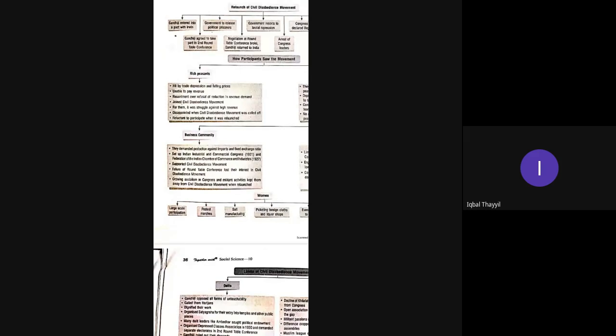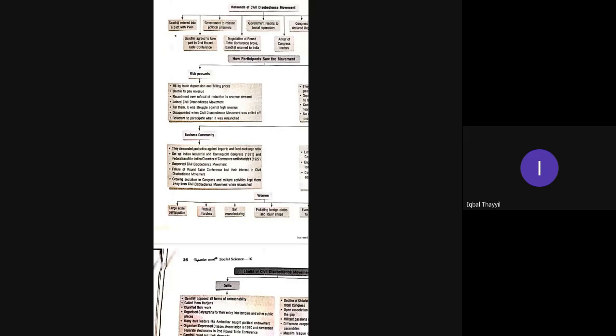Then we can see that they especially ask the question: what do you know about the participation of women in the CDM movement? How did the women participate in this CDM? Yes, a large scale of participation was there, isn't it? In the salt march, thousands of women came out from their homes and protested. They conducted processions and protest marches, manufactured salt, and picketed foreign cloth and liquor shops. Through that, many of them went to jail.